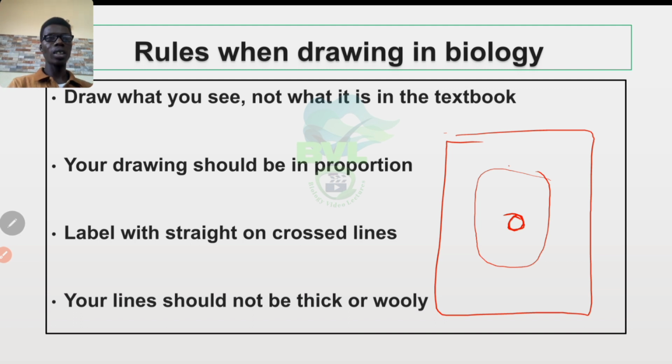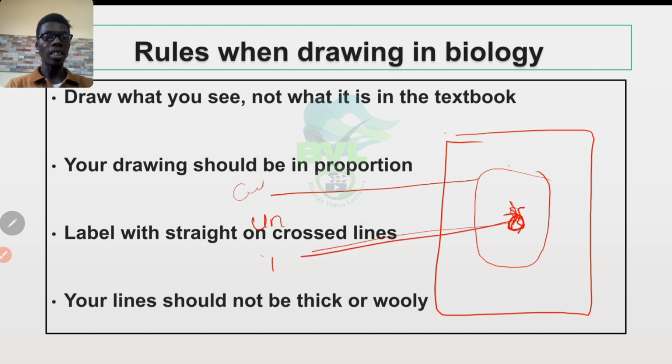Label with straight, uncrossed lines. This is uncrossed. For example, let's say this is the cell wall. This is the nucleus. Sorry, bacteria don't have a nucleus. Let's say this is the DNA. Now everything should be straight. You literally have to put a ruler like this. Nothing like, you go like this, then this is crossing. No, it shouldn't be that way.